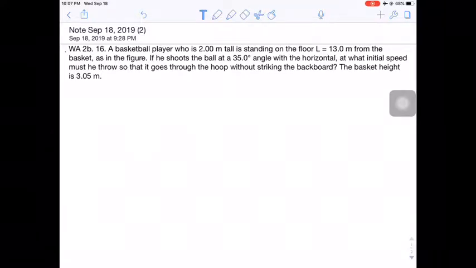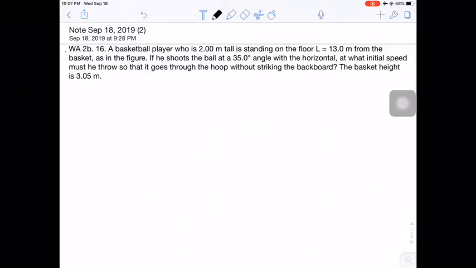Okay, so I did WebAssign 2B, number 16, and it said a basketball player who is 2 meters tall is standing on the floor 13 meters from the basket, and if he shoots the ball at a 35-degree angle with the horizontal, at what initial speed must he throw so that it goes through the hoop without striking the backboard? The basket height is 3.05 meters.